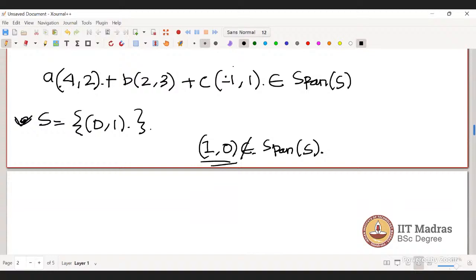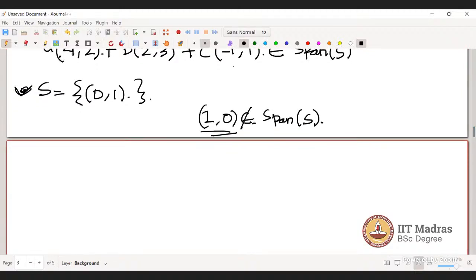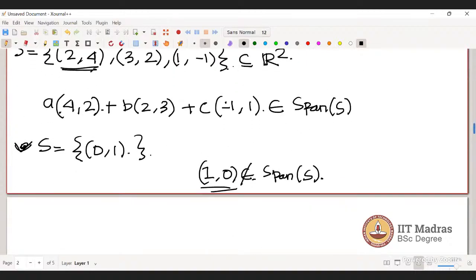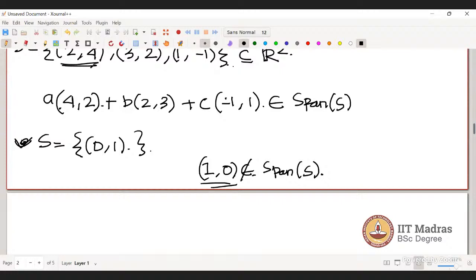Sir, you say that if we flip, there will be no difference here, but the basis will be different. You say that S is equal to (0, 1). If we flip to (1, 0), then the span will not change. No, don't talk about basis now. What I'm saying is, do you agree that (1, 0) doesn't belong to the span of S? Yes, sir. Then we are done, right? We cannot flip the coordinates.